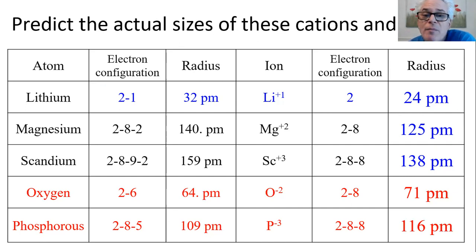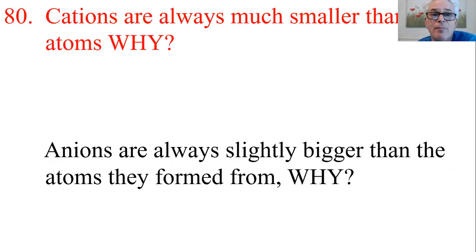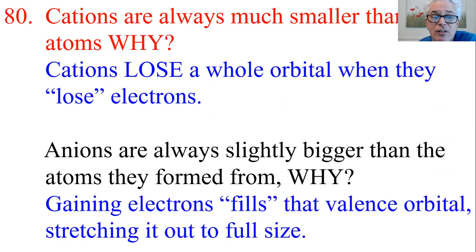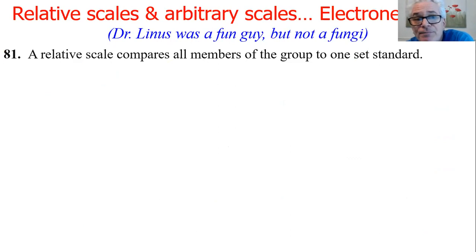You can make an approximate guesstimate based upon whether it becomes a cation or an anion. Cations are noticeably smaller than their atoms, and anions are slightly larger, stretched out, than the atoms they form from. Why? I already told you this. Cations lose a whole orbital when they become ions, and anions are always slightly bigger. Why? Because by filling up that outer orbital, the negative electrons repel from each other and stretch it out to its maximum size.